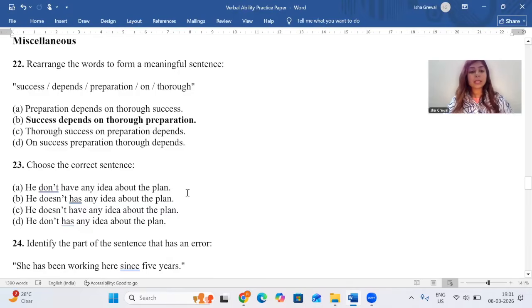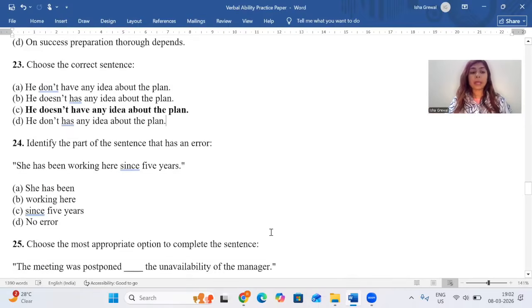23, choose the correct sentence. "He don't have any idea about the plan." Guys, remember, with he we do not use don't, we use does not in present tense. He doesn't has. Now with does not we do not use has, we use have. That is another rule. He doesn't have any idea about the plan. Yes, for sure, this can be your correct answer. With I, you, we, they plural, we use do not. And with he, she, it singular nouns, we use does not. And with does not, we do not use has, we use have.